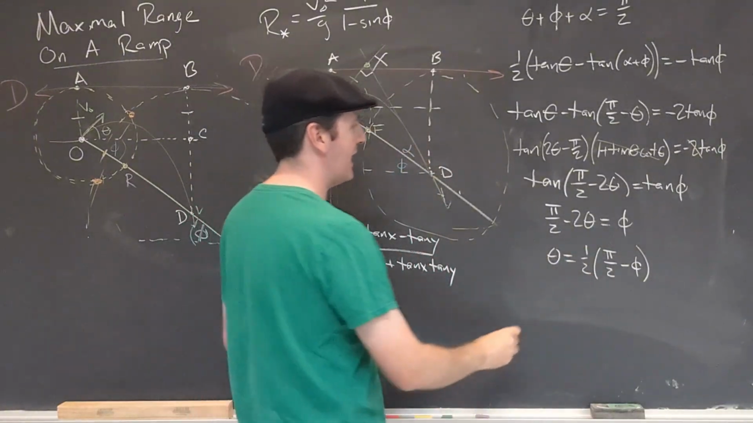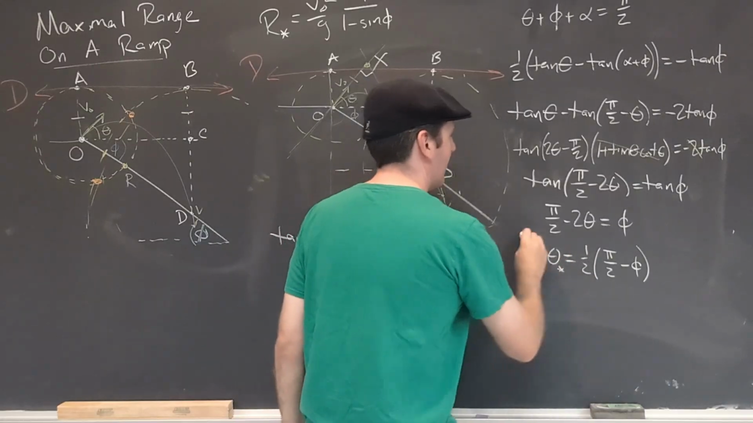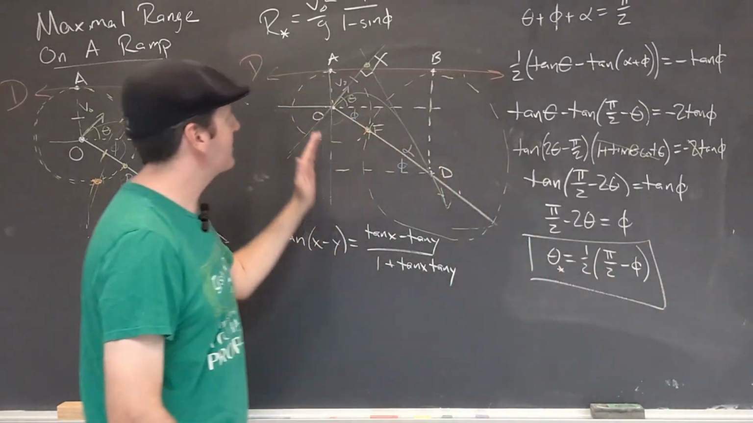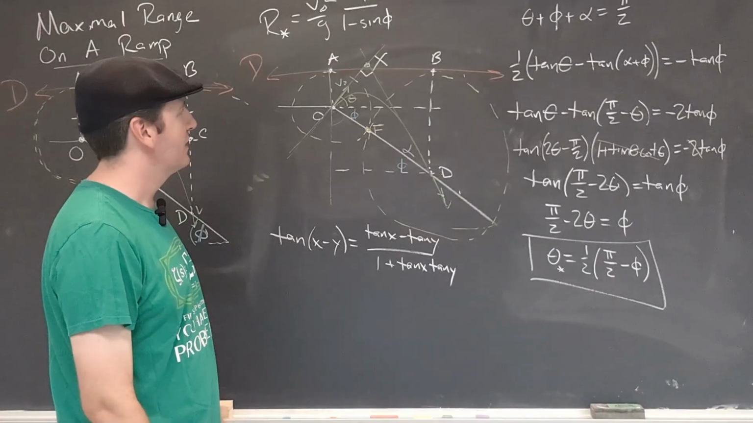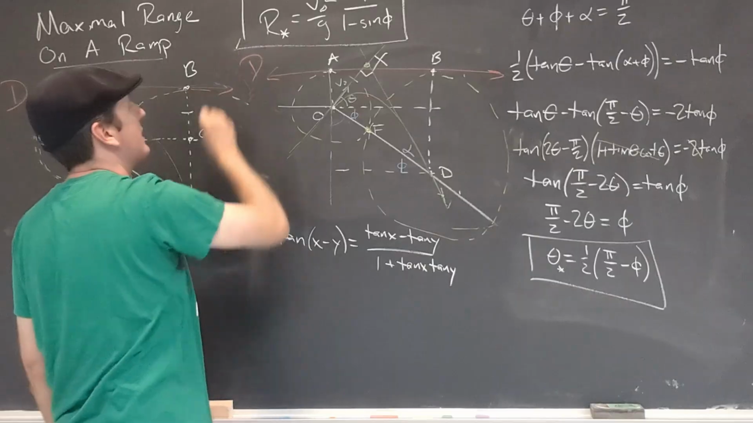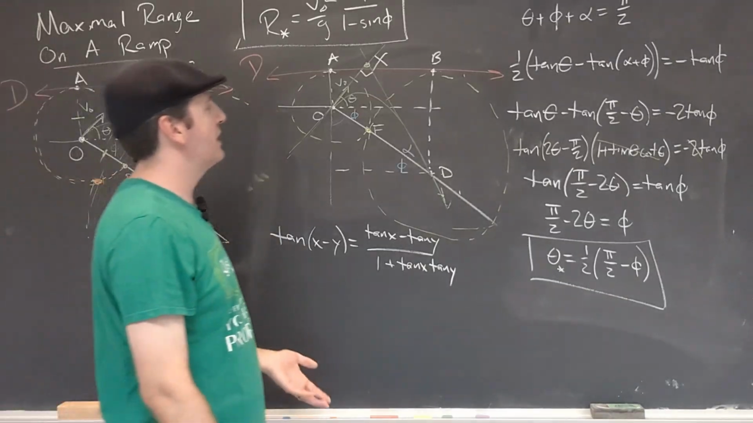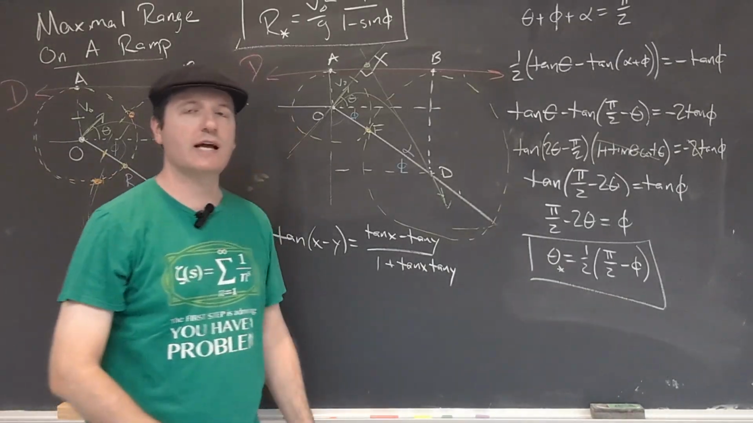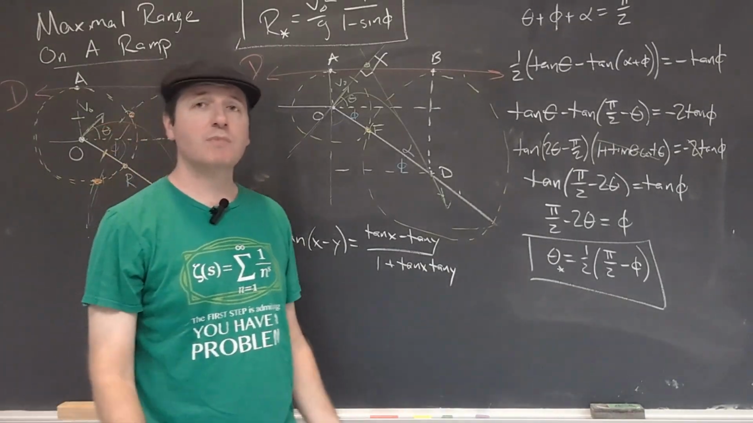Okay, so this is the angle, maybe I'll put a star, that maximizes this range. It corresponds to this distance along the ramp. And all of this was done geometrically without needing to resort to any trajectory equations. QED.